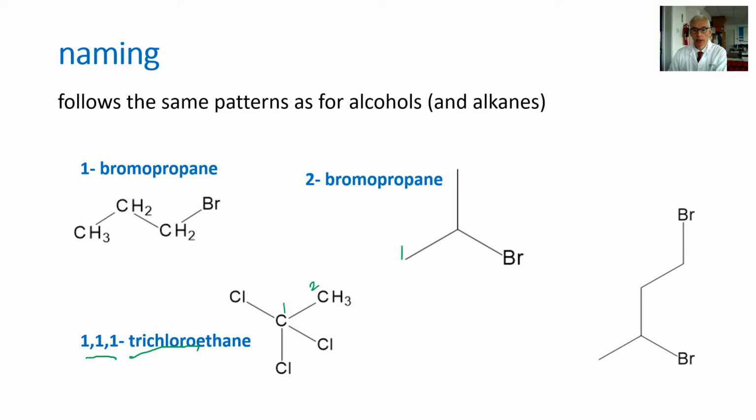Moving on, 2-bromopropane, carbon 1, carbon 2, carbon 3, so 2-bromopropane. And then here we have 1,3-dibromobutane. Now, you may have written 2,4-dibromobutane, but the rule of using the lowest possible numbers, so 1,3 in preference to 2,4. And di, of course, for the 2 bromines. Tri for the 3 chlorines, and we don't say monobromo, we just say bromo.